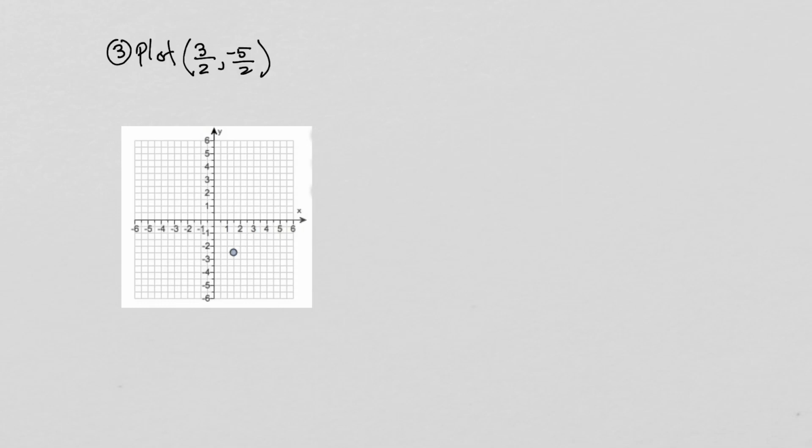Now I picked a coordinate system that actually has that on there. But look, if I just had 1, 2, 3, I'd have to guess. So I got 1 1/2 and then down 2 1/2. So I just put a big point there, and you kind of have to guess that it's really right on 3 halves and negative 5 halves.